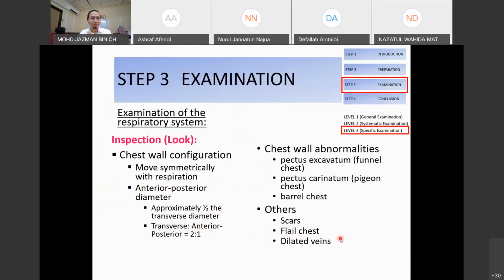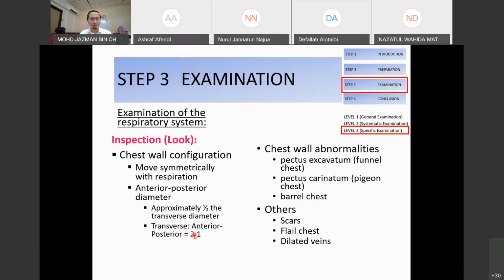Okay, moving on to other parts of inspection. Other than looking for use of accessory muscles, you need to grossly have a look at the chest wall configuration. So what do you look for? Symmetry of the breathing. Sometimes it is glaringly obvious. The patient's chest is not expanding on inspiration, without doing the chest expansion maneuver. Next you look for the AP diameter. Normally the ratio should be 2 to 1. If you have a close to 1 to 1 diameter, it means the patient has barrel chest.